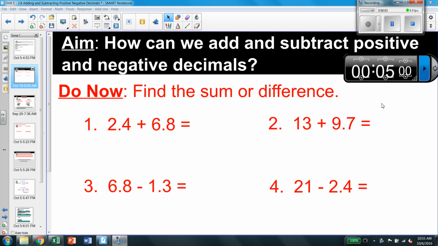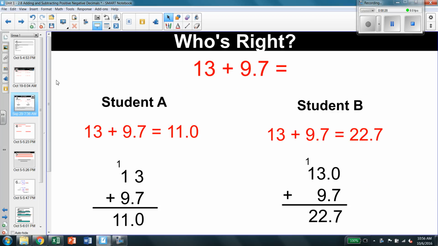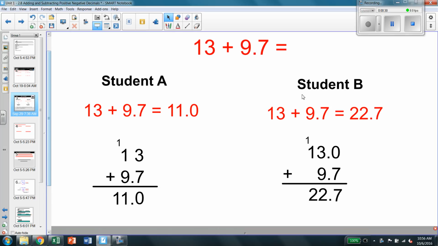Today we're going to be working with positive and negative decimals, and we're going to be adding and subtracting them. So we are going to work with, again, decimal skills, and we're going to apply our knowledge that we learned for positive and negative whole numbers to positive and negative decimals. So we have some questions here that we worked on for the do now, but before we get to those, let's have a good discussion.